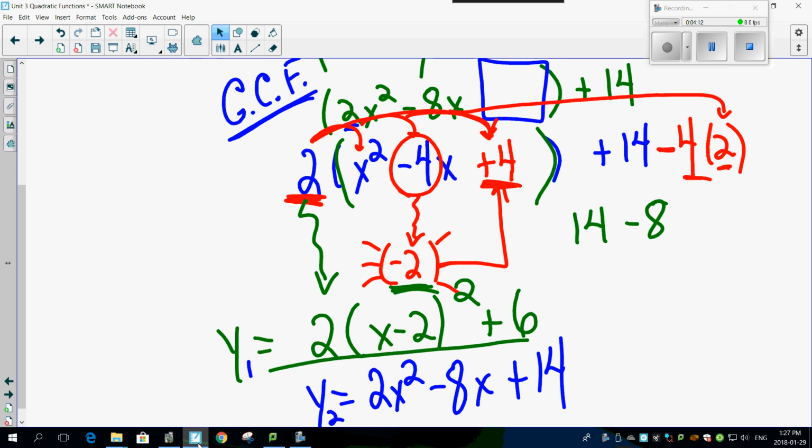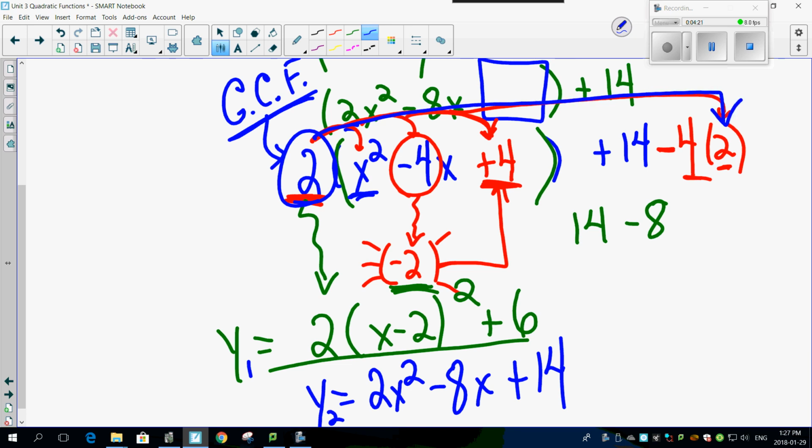All you got to do is to remember to GCF, factor first to make this an x squared, and then don't forget to include that 2 out here. Otherwise, the rest of it is exactly the same.